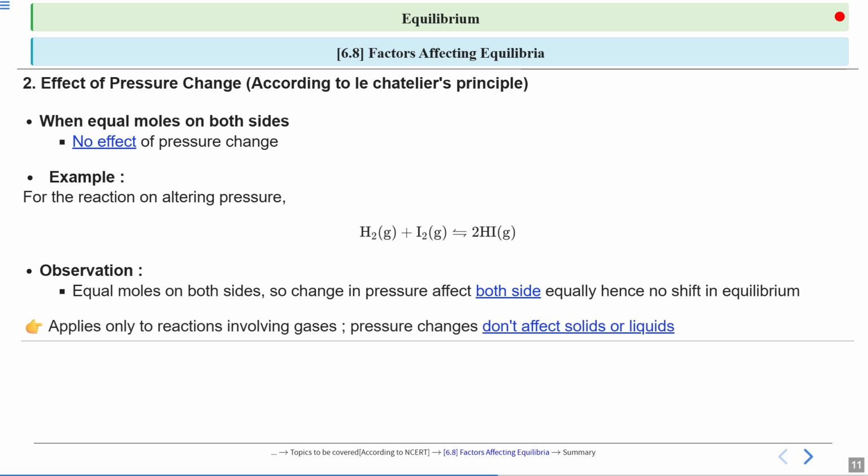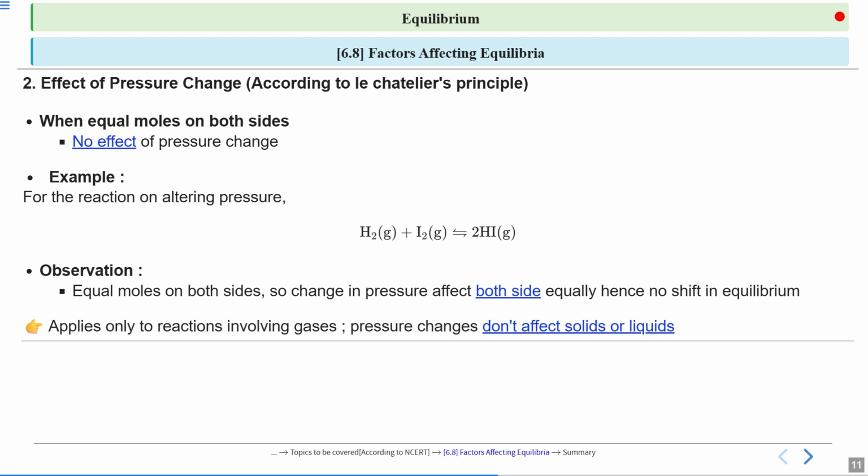So remember this thing, last and the most important point: if your reaction mixture only includes solids and liquids, then in that case, pressure has a negligible change, or you can say directly that it has no change on the state of equilibrium. Remember, this is very, very important to remember.